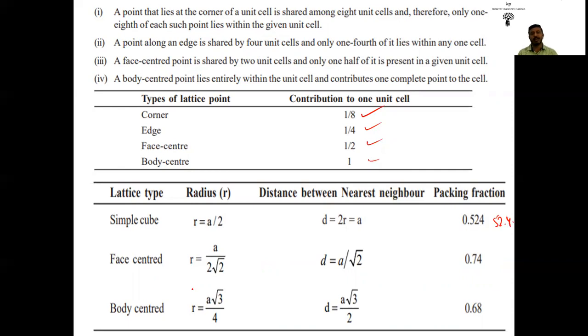Then the face-centered cubic unit cell. Here the radius r is equal to a divided by 2 root 2, while the distance d is equal to a by root 2, and its packing fraction is 0.74 and packing efficiency is 74%. Then the body-centered cubic unit cell. Here the radius r is equal to a root 3 by 4, and the distance between the nearest neighbors d is equal to a root 3 by 2, and its packing fraction is 0.68, packing efficiency is 68%.